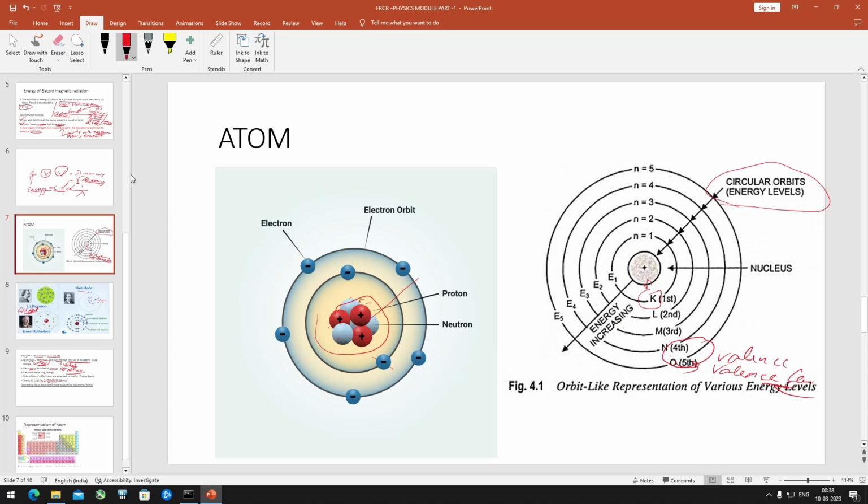It's a 3D model. So right now, how many electrons do we have here? 1, 2, 3, 4, 5, 6, 7. So a total of 7 electrons are there. Then the nucleus should have 7 protons and 7 neutrons. Then only it will be a stable atom. Okay. So in a stable atom, the number of protons equals the number of electrons equals the number of neutrons.